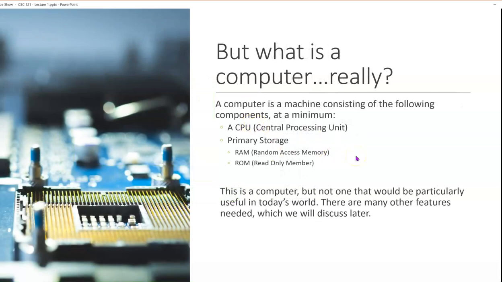Well, it's a machine consisting of the following components at a minimum. A CPU or central processing unit, which is where all the math, logic, and instructions such as that happen. A primary storage area, which can consist of two parts. RAM, which is random access memory, and that's volatile memory that can be changed, but when the power goes off, it disappears. ROM is read-only memory. That's stuff fixed in a specific type of memory that cannot be changed or altered, just read.